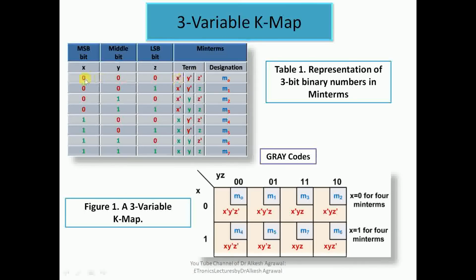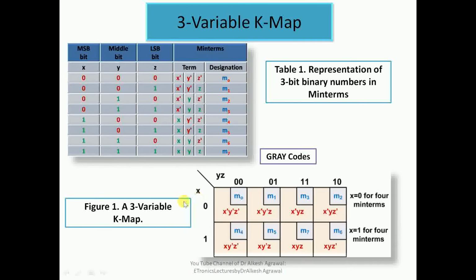Here we write, if a variable is 0, we write x bar or y bar or z bar. If a variable is 1, we write x or y or z. So in the first combination, x, y, z are all 0, so we have x bar, y bar, z bar. In the second combination, we have 0, 0, 1, so I've written x bar, y bar, z. And this is how the min terms are being designated as small m, and this subscript denotes the decimal equivalent of the binary value.